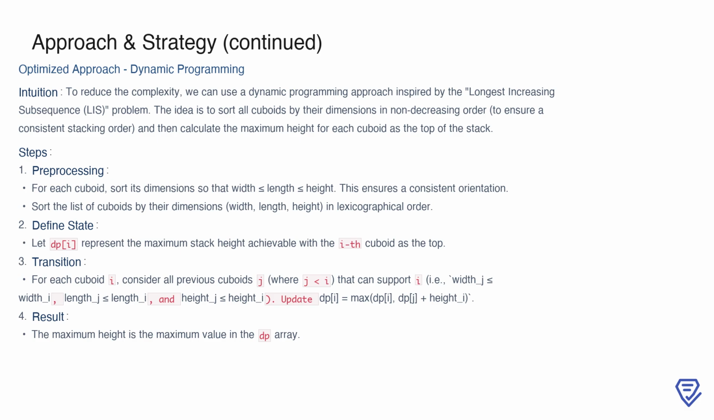Next, we define a dynamic programming state, where dp[i] represents the maximum stack height achievable with the ith cuboid as the topmost cuboid. To determine dp[i], we compare the current cuboid with all previous cuboids that can support it, ensuring their dimensions satisfy the stacking constraints. If they do, we update dp[i] by adding the height of the current cuboid to the maximum height achieved by the supporting cuboid. Finally, the overall maximum height is simply the largest value in the dp array.